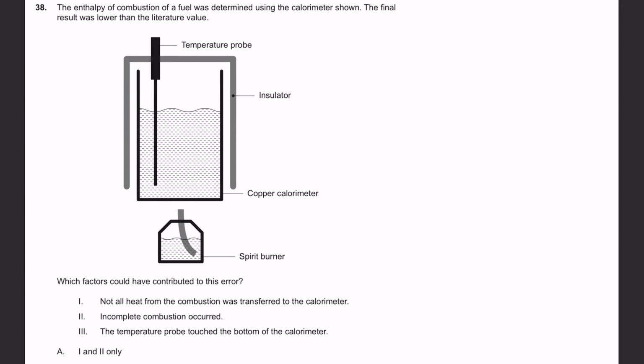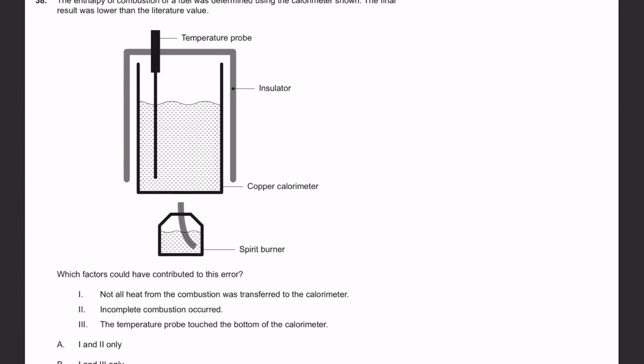Question number 38. Enthalpy of combustion of a fuel was determined using the calorimeter shown. The final result was lower than the literature value. So what can be the options? There are 3 factors that are given here. Not all heat of combustion was transferred to the calorimeter. Yes, that can be an option. That can be a correct answer because lesser heat means obviously the enthalpy recorded will be lower. Incomplete combustion occurred. Yes, that is also a very likely scenario.